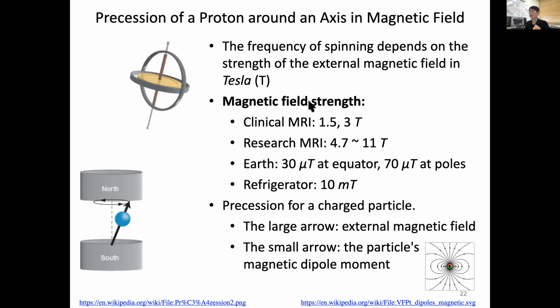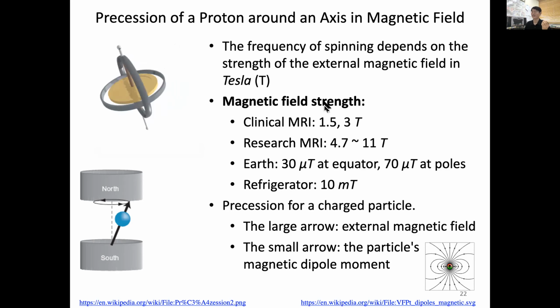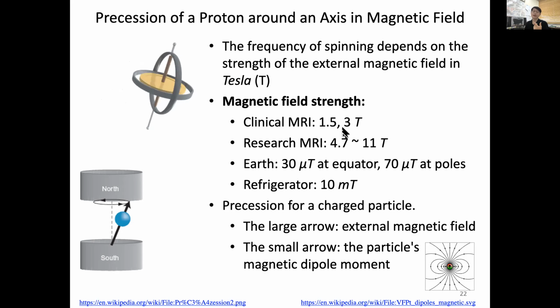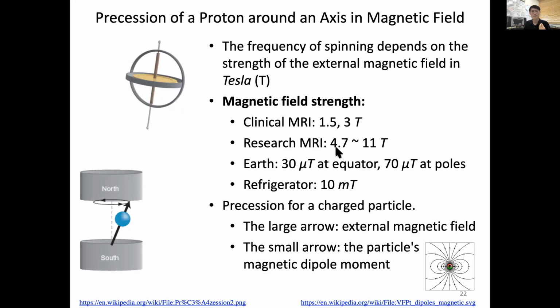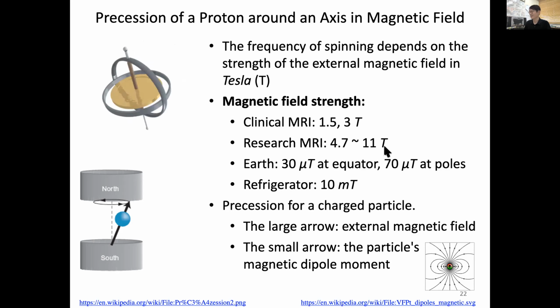So think about this magnetic field strength. When you go to the hospital, you will find a typical clinical MRI is 1.5 Tesla. And recently, some have 3 Tesla, providing higher resolution. That's clinical MRI. But there are also research MRIs, and they have a higher magnetic field strength, such as 4.7. I personally used 9.4 Tesla for my research, and even 11 Tesla. And even now, I think 14 Teslas are available.